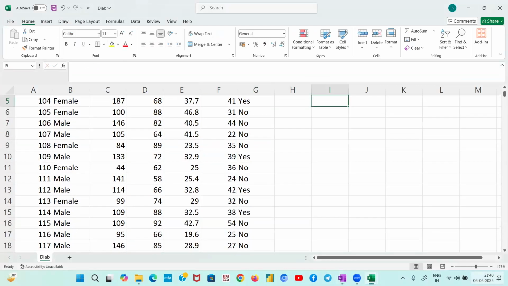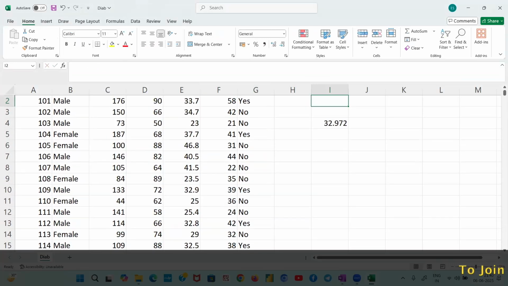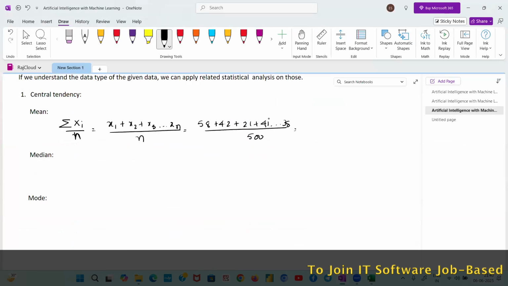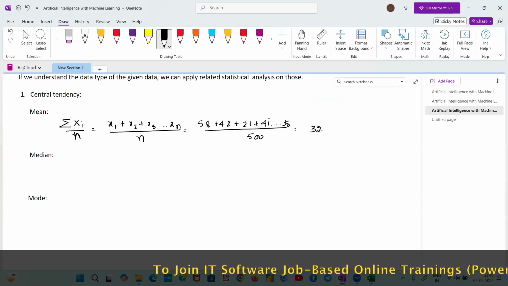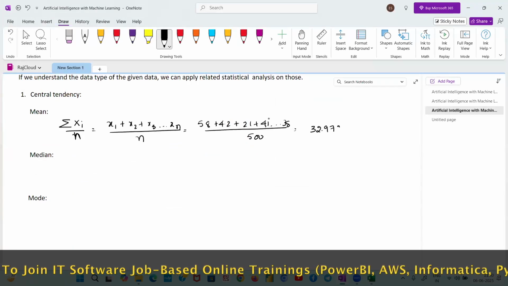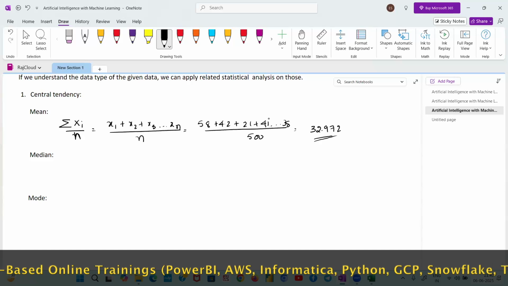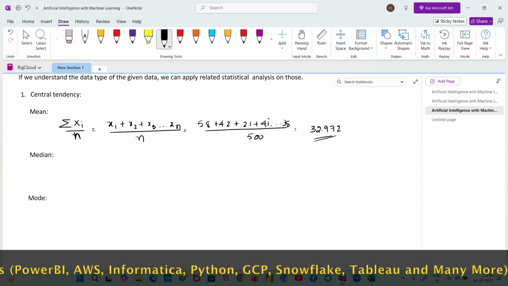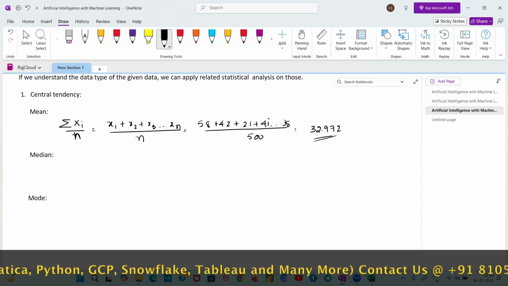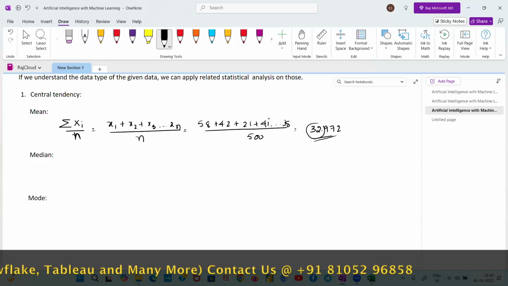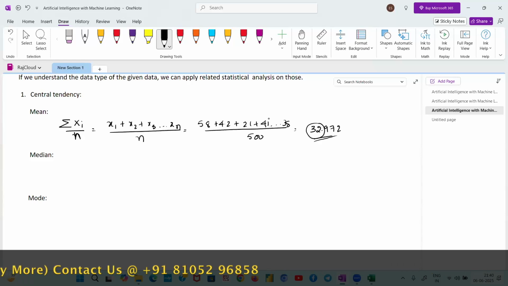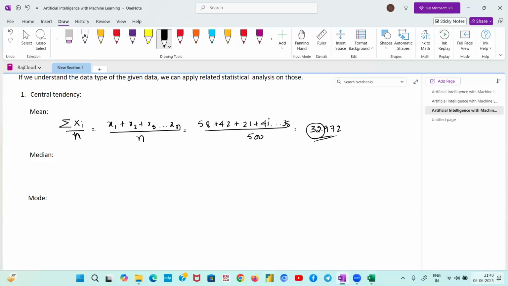And what is the result? I got 32.972 years. So on average, patients of 32.9 years, about 32-year-old people, visit the hospital. Before that, we were not aware of it, but when I calculate the mean, I come to know that.